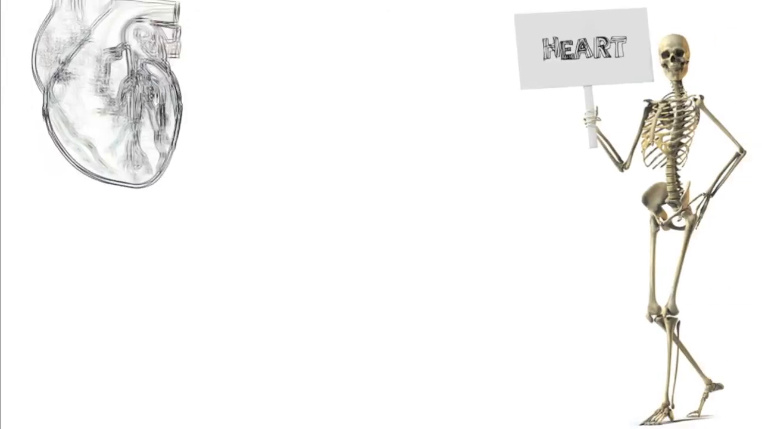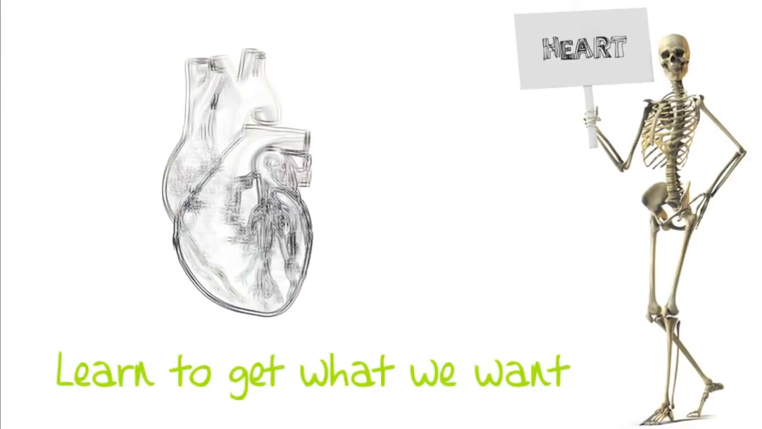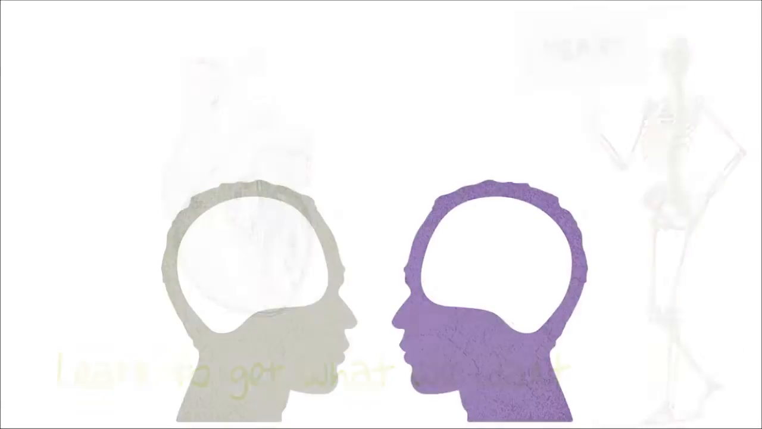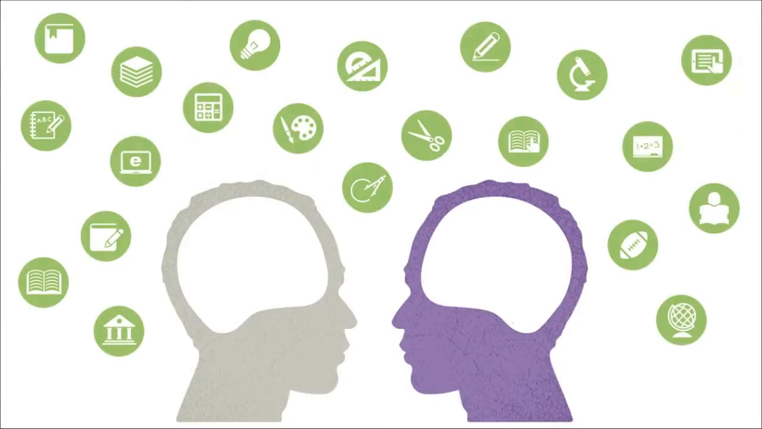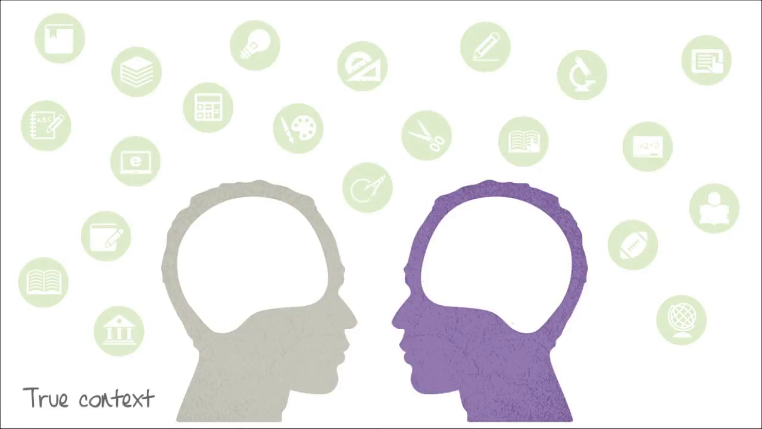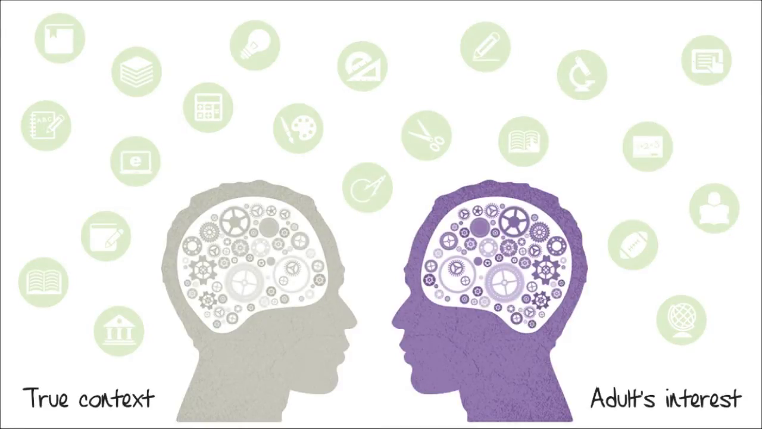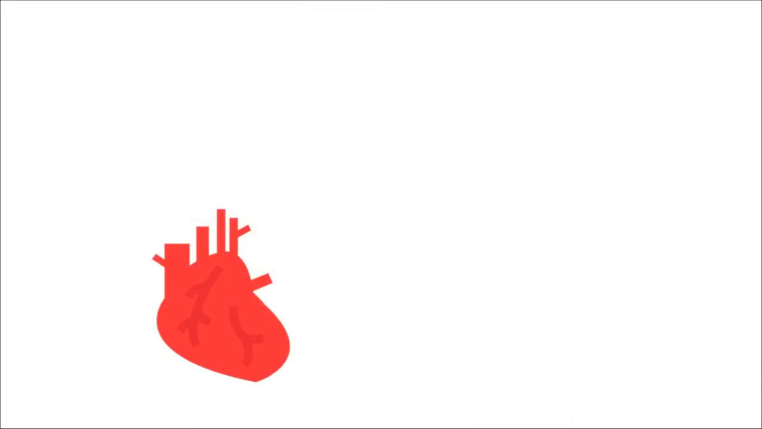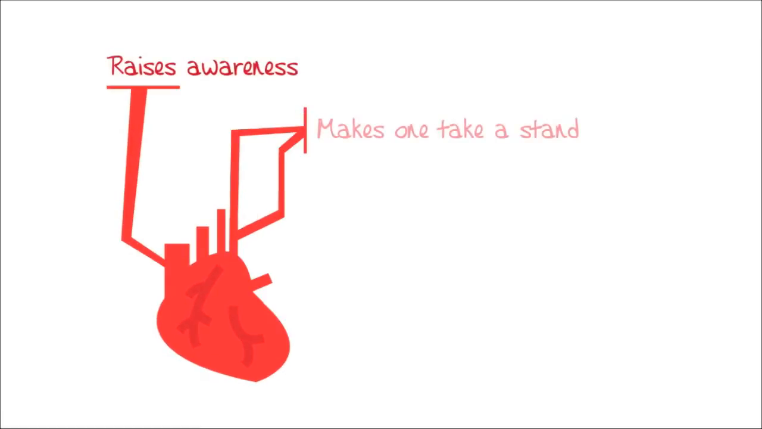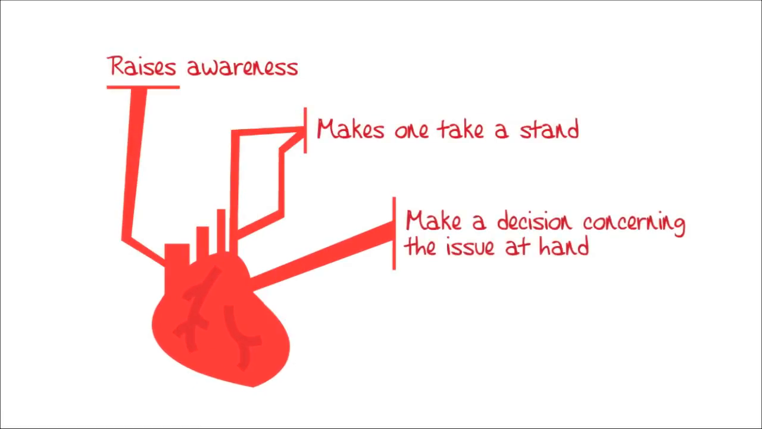First, there's the heart. Learning occurs when we need to learn to get what we want. Now, even if not everyone cares for the same things, if the context rings true, and if it is in the adult's interest, chances are every learner will give it a shot. The heart of a learning situation is in good shape when at its conclusion it raises awareness, makes one take a stand, or make a decision concerning the issue at hand.